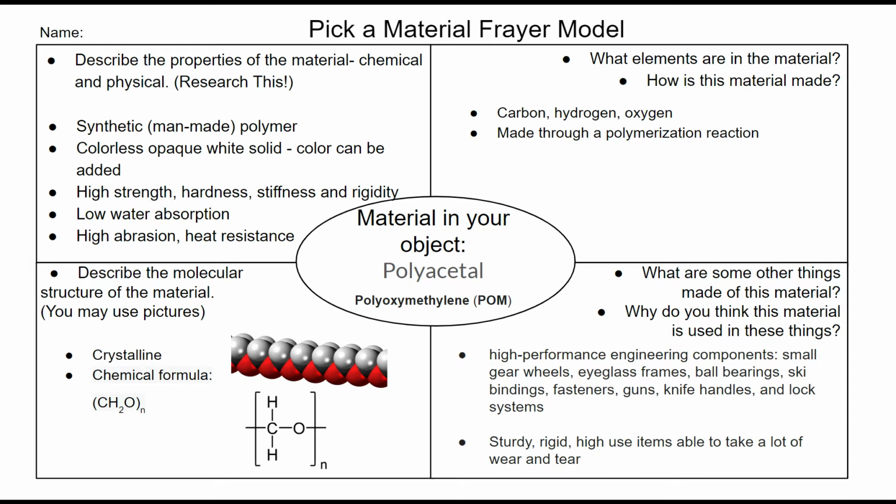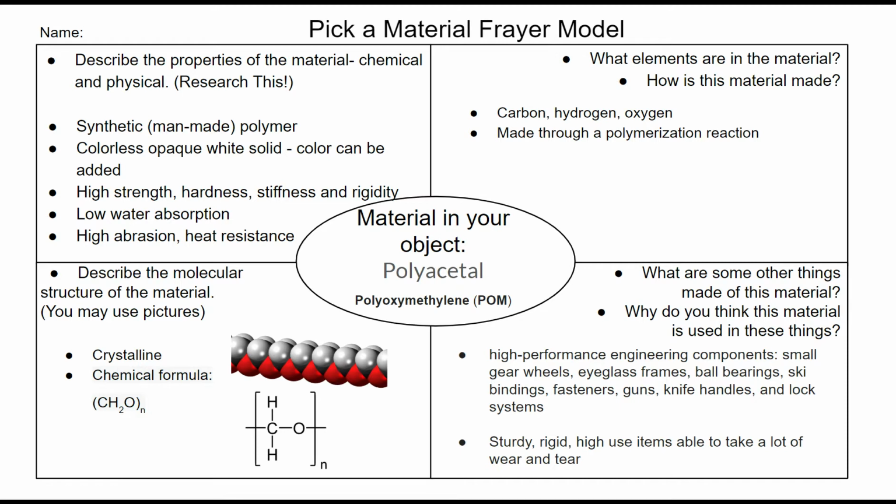So gear wheels. So you think of those small toys that have a gear. Eyeglass frames. They have to move. You're going to handle them regularly. They've got to be sturdy. Ball bearings. So that's another kind of mechanical engineering thing. Ski bindings. So that's really interesting. If you've ever been water skiing or snow skiing, that's what allows your boot to lock into the ski. And it's going to take a lot of stress. Different fasteners, so maybe like buttons, in different parts of guns or knife handles. Interesting. Handles. So polyacetal might be used on many things that are handles, like our hairbrush, or also lock systems.